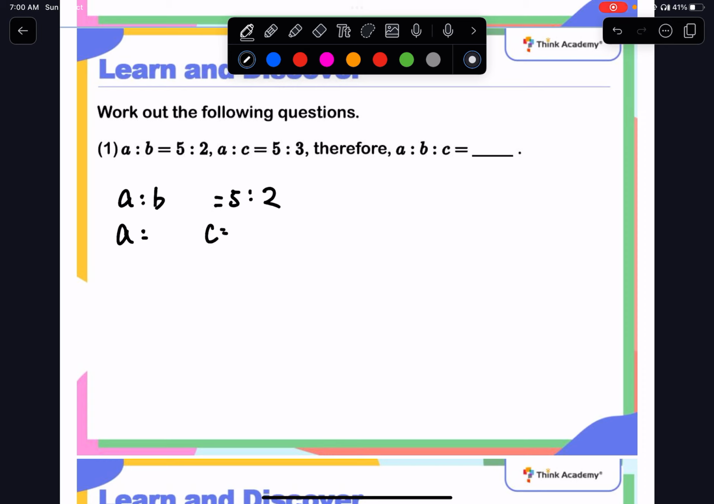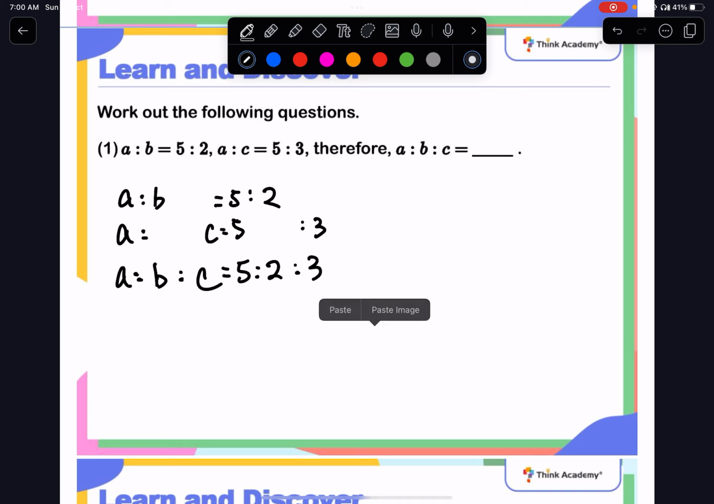And now A to C is actually what? It's actually 5 to 3, right? So whenever there are 5A, there will be 3C. So for A, B, and C, the relationship is just 5A comes with 2B and comes with 3C. So it is 5 to 2 to 3. So if there is one number in common, you can link up the two ratios. So 5 to 2 to 3.